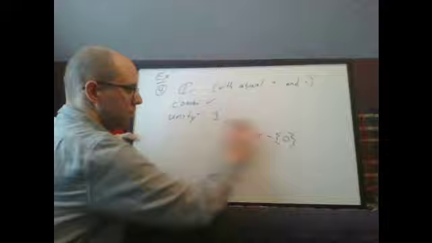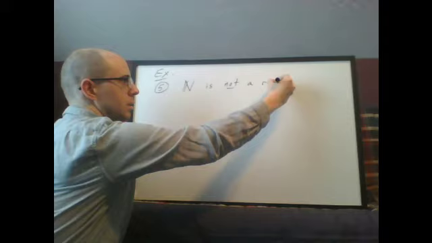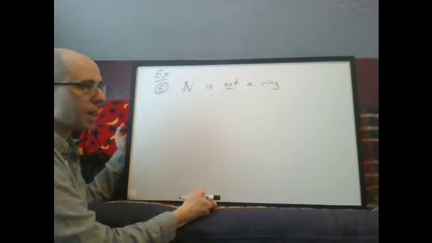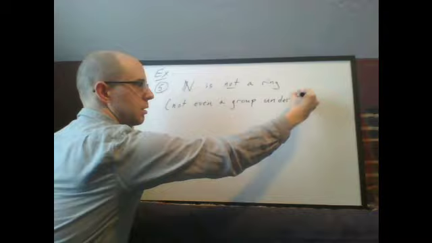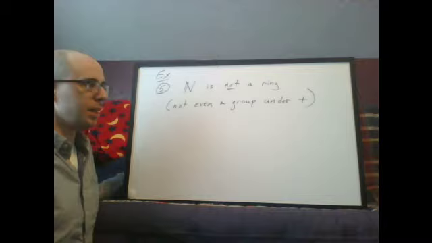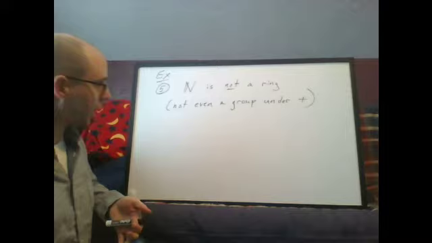I haven't addressed examples of things that aren't rings yet. Maybe let's do one of those. Just for completion, I'm on example 5. The natural numbers under addition and multiplication. This is not a ring. And the big reason is it's not even a group under addition. So to be a ring, you first have to be an abelian group under addition. But this isn't even a group under addition because we don't have additive inverses. Positive numbers do not have their corresponding negative numbers.